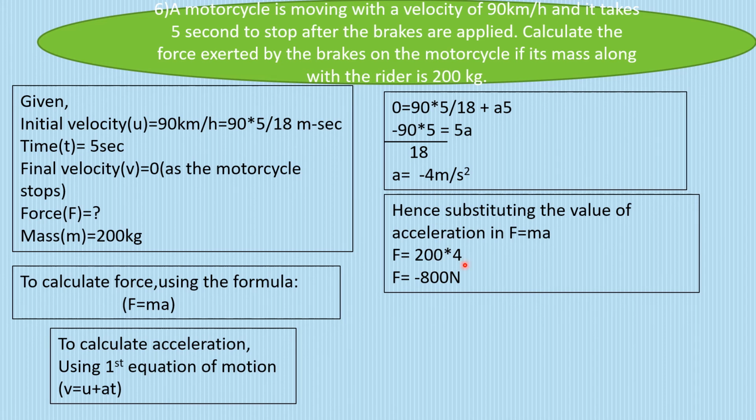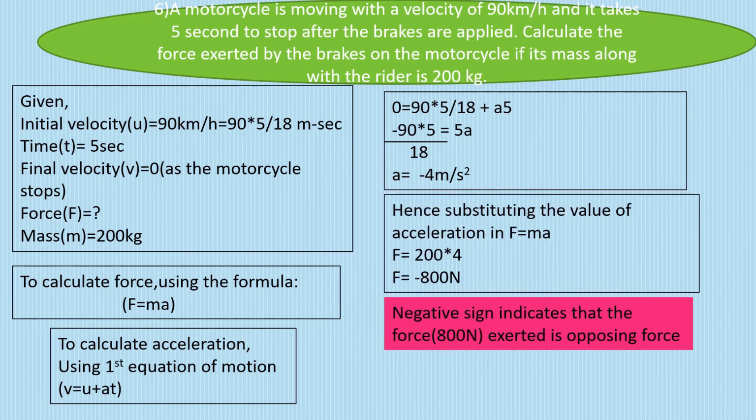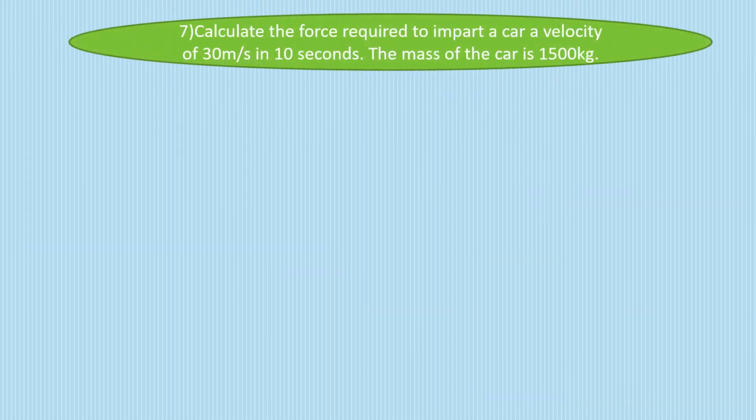Now to calculate force, mass is 200, acceleration is minus 4. So the answer is going to be minus 800 Newton. So what is the force? The negative sign indicates that the force, that is 800 Newton, is exerted in the opposite direction.